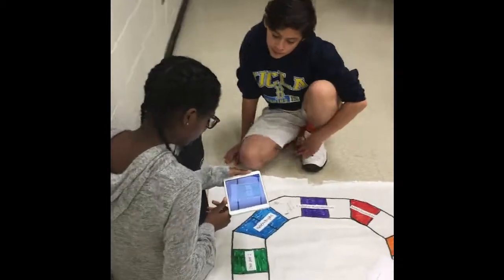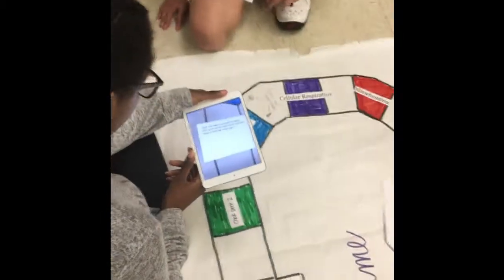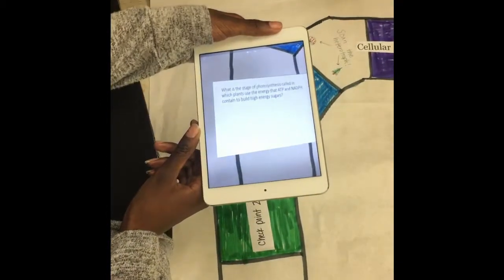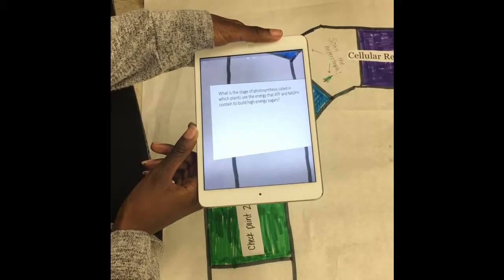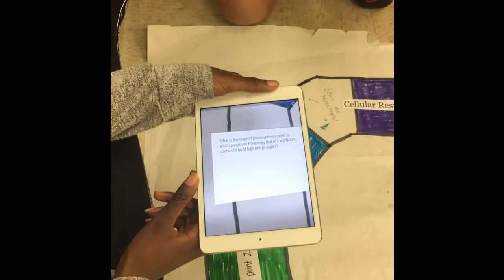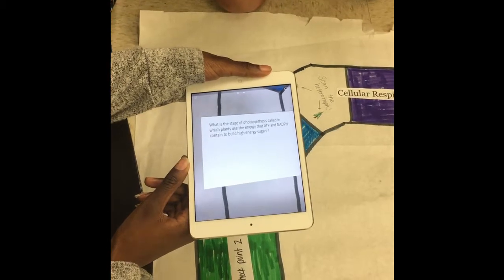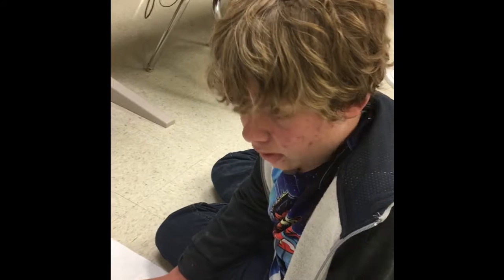Okay guys, it looks like we are on checkpoint number 2. So, Dave, what's the first question? What is stage two of photosynthesis? It sounds like it's describing the Calvin cycle. Yeah. All right, I think that's a good answer. Let's see what it says.